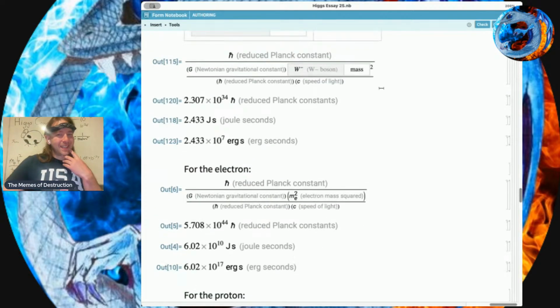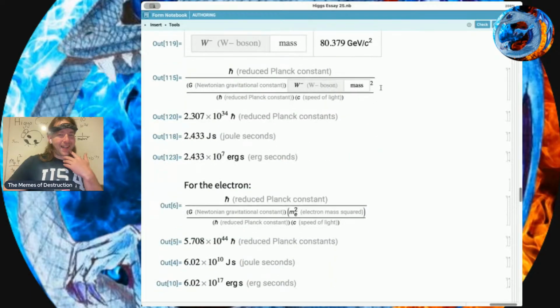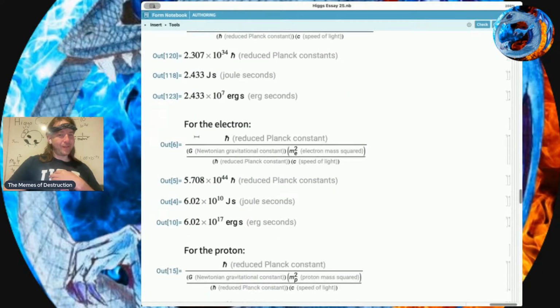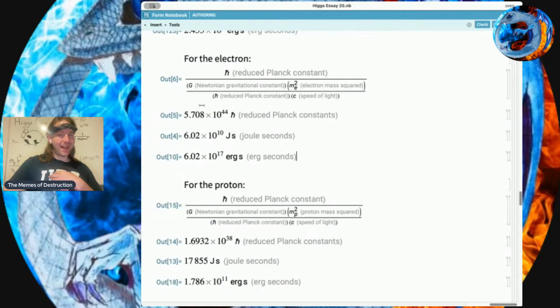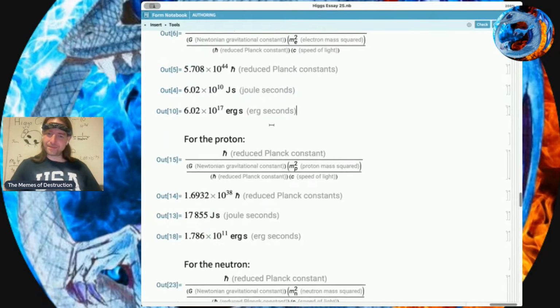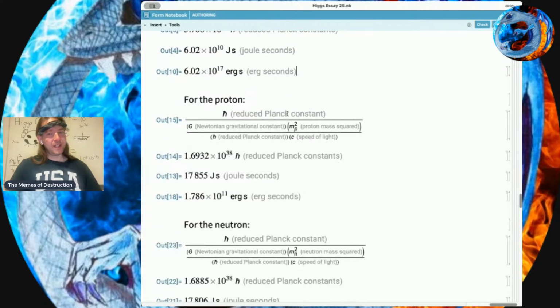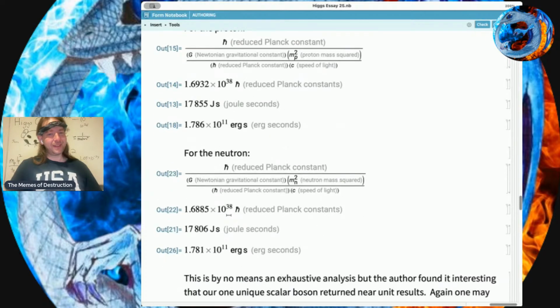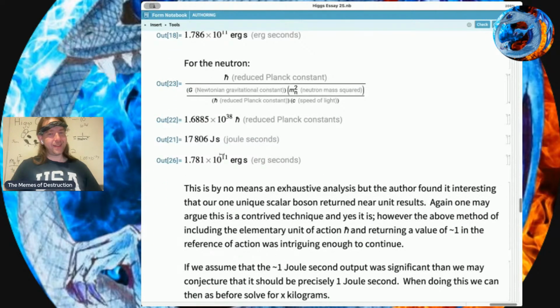But all right, so we did that. That's for the W boson. That's about 2.4 joule seconds using this hack. The electron, 6.02 times 10 to the 10, which I tried to find an Avogadro's constant connection for, but we're off by like 13 orders of magnitude. There are only three significant digits there. We have the proton mass. That's about 18,000. The neutron, a little under 18,000 again.